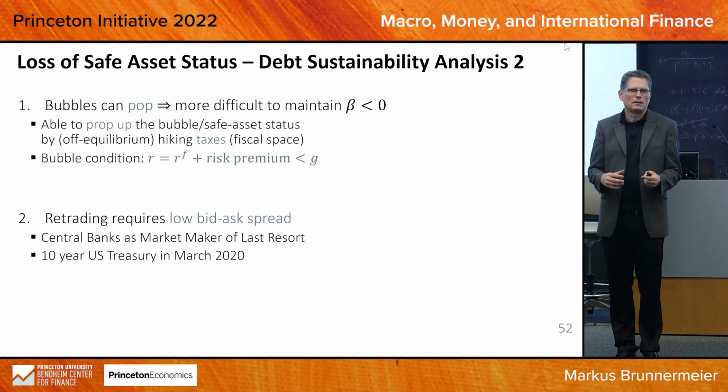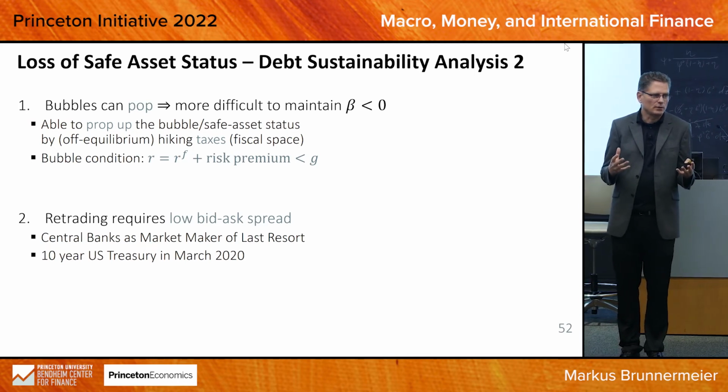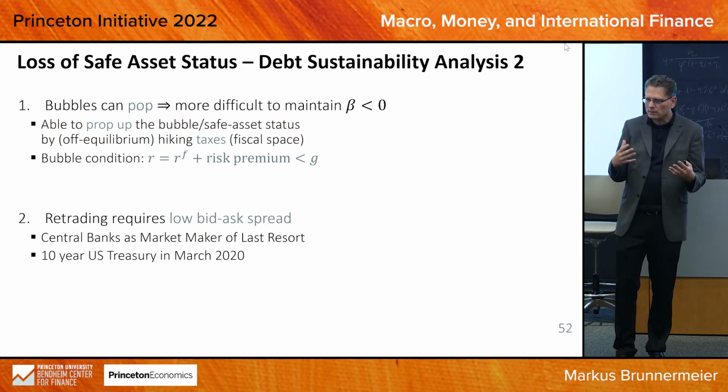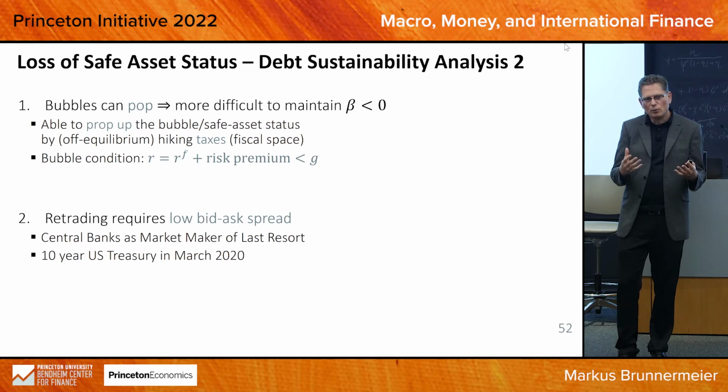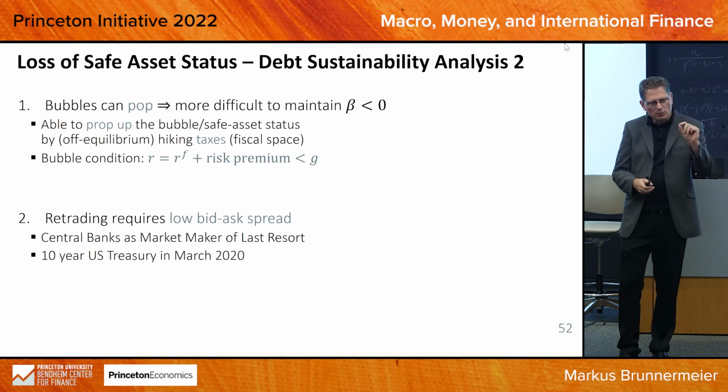And that's why you have to watch out and you have to protect it. And that has implications for debt sustainability analysis. It means you have to have room to defend the bubble. So how do you defend the bubble? You say, if the bubble were to pop, I raise taxes and create primary surplus and defend it. I only have to do it off equilibrium. I have to be credible that I can do that. So I need to have enough fiscal space to raise taxes if ever it would be necessary to defend my bubble.